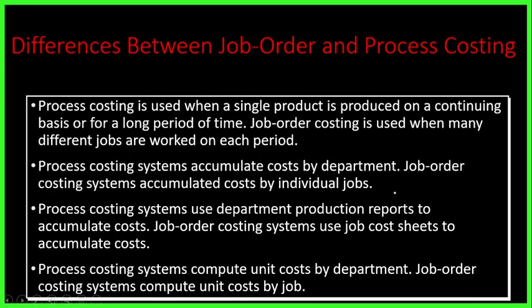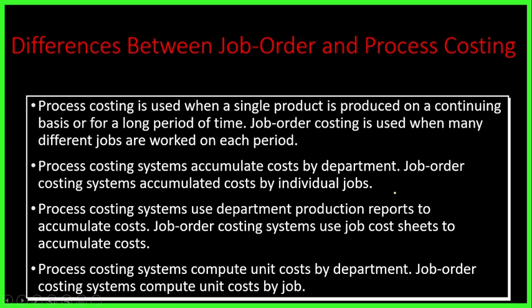You also have the differences. For process costing, this is used when a single product is produced on a continuing basis. So, tuloy-tuloy lang, for a long period of time. Job order costing is used when many different jobs are worked on each period.